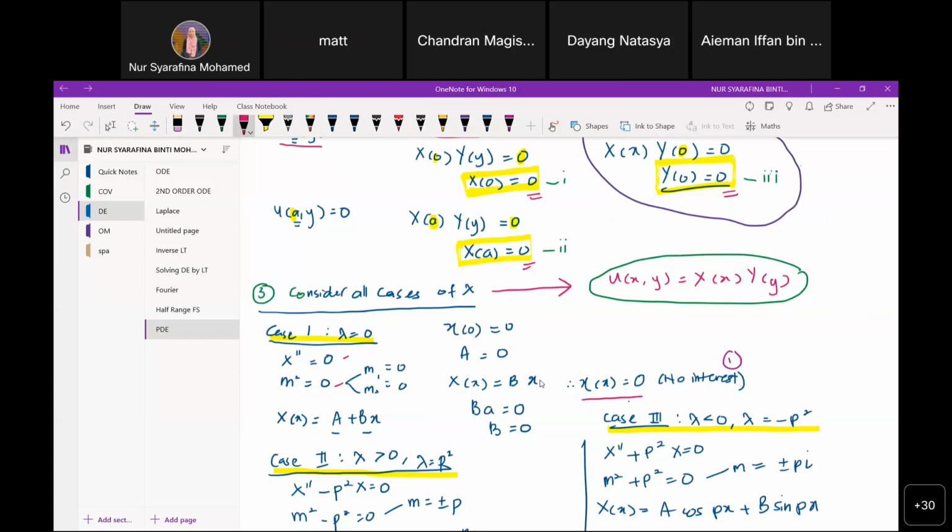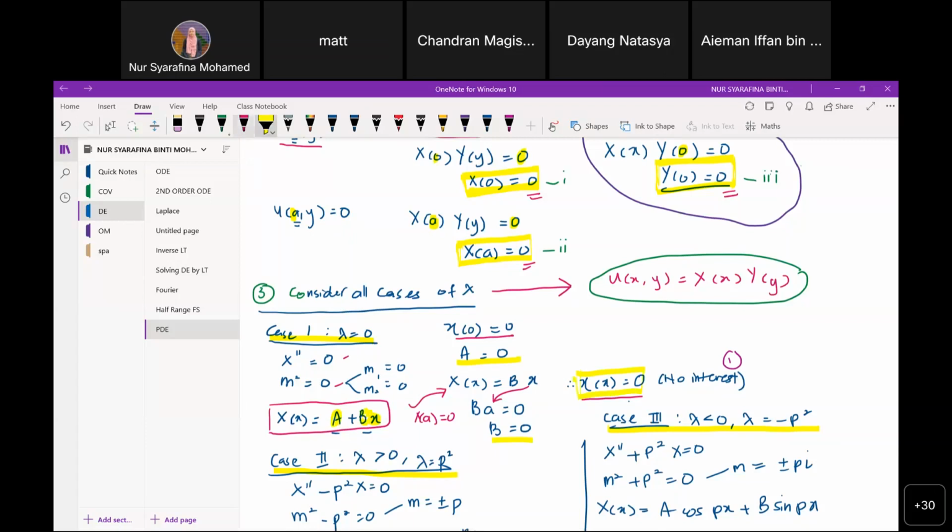Then this is the solution of X. Applying the condition, when X(0) equals 0, just substitute 0 here, then A is 0. Then when A is 0, the solution now becomes X equals Bx. And another condition, X(a) equals 0, right? So just substitute x here with a. So X(a) equals 0, Ba equals 0, which gives you B equals 0. When A is 0, B is 0, so X is 0.